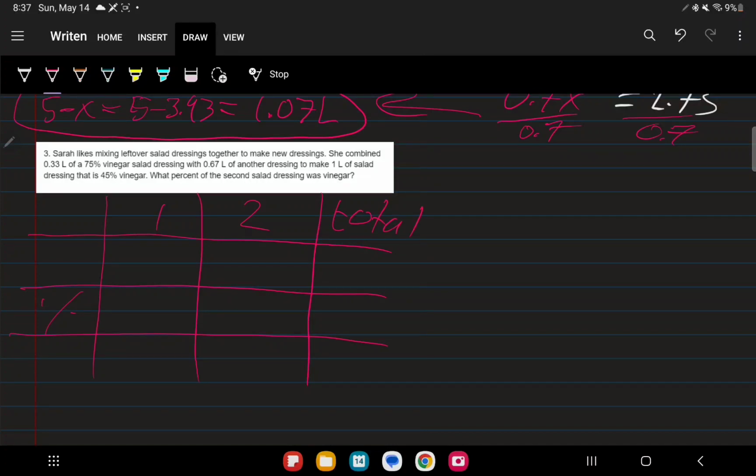Okay. Sarah likes mixing leftover salad dressing together to make new dressings. She combined 0.33 liters of 75% vinegar salad dressing with 0.67 of another dressing to make 1 liter of dressing that is 45% vinegar. What percent of the second salad dressing was vinegar?